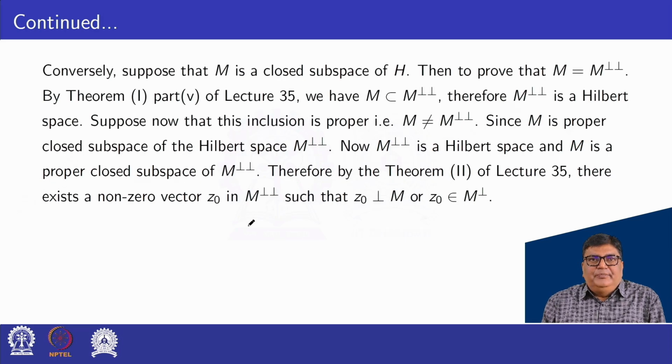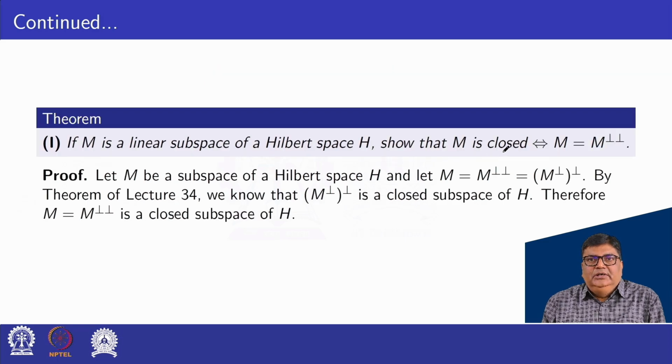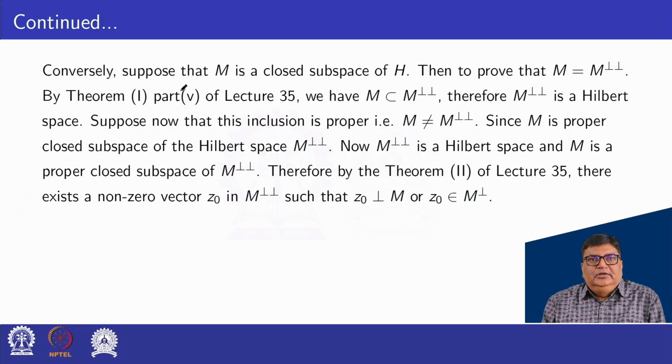Conversely, suppose M is a closed subspace of H. Then we have to prove M is equal to M double perpendicular. By theorem 1, part 5 of lecture 35, we have M is a subset of M double perpendicular. Therefore, M double perpendicular is a Hilbert space.